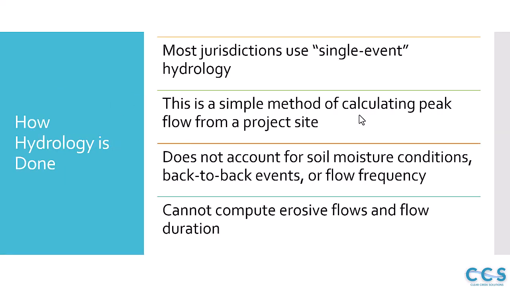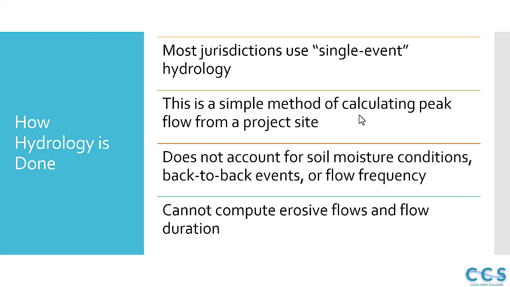And so most jurisdictions use single event hydrology. This is a simple method of calculating peak flow from a project site using really simple, really outdated equations that don't properly model the hydrologic cycle. If you want to learn more about continuous versus single event hydrology, you can look at our YouTube channel.